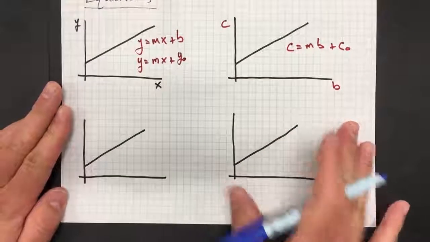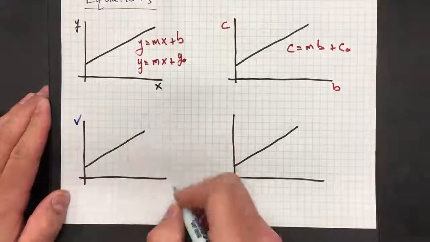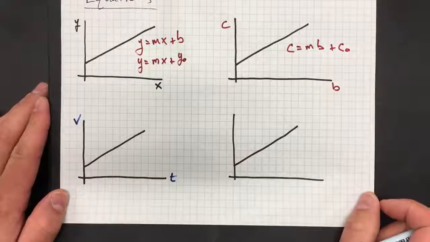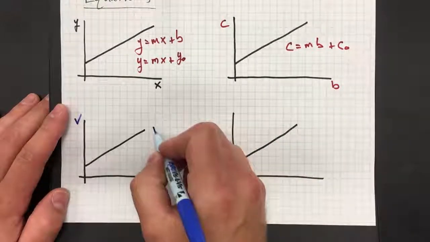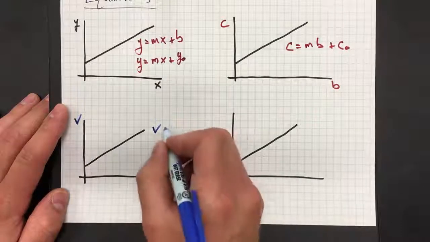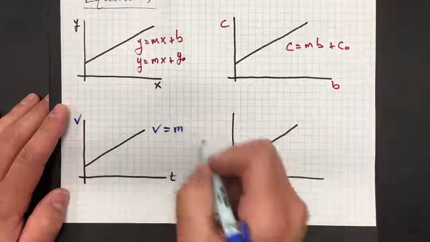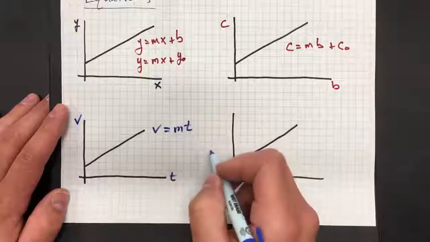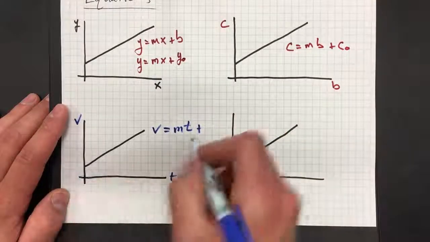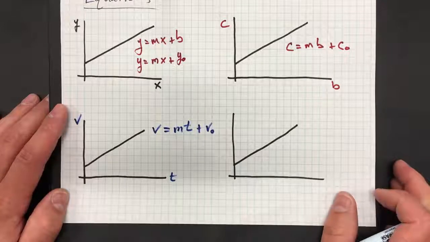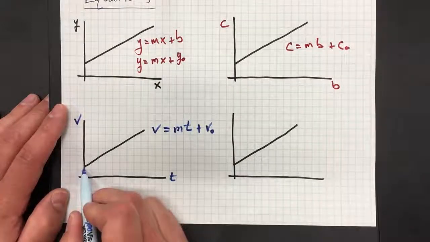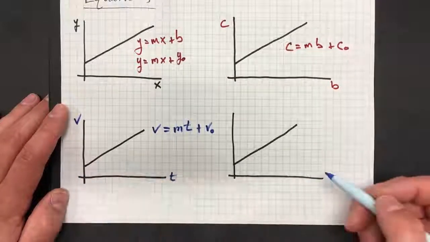When we put physical meaning to it, such as velocity and time, our equation becomes meaningful. So v, velocity, is equal to the slope times time plus the value of the velocity when t was equal to 0, whenever we started our time. Was the object moving? In this graph, it's showing that it was.